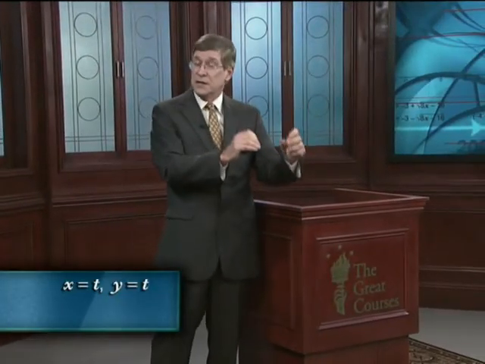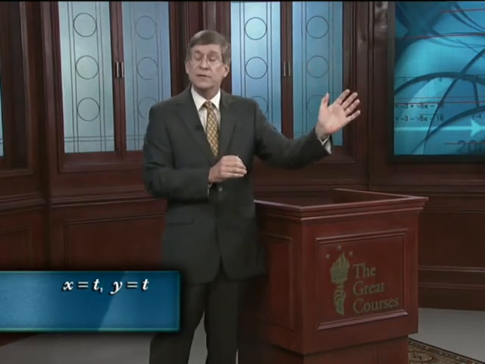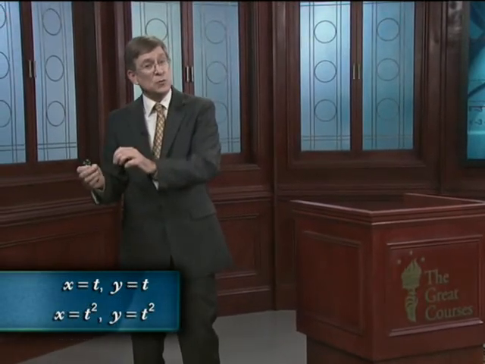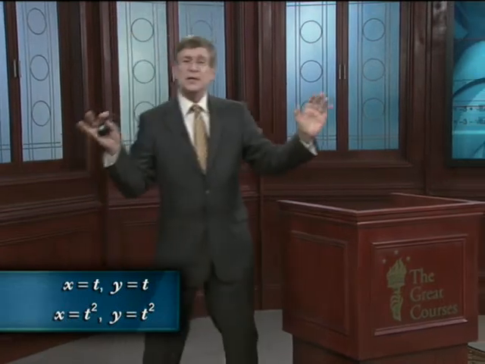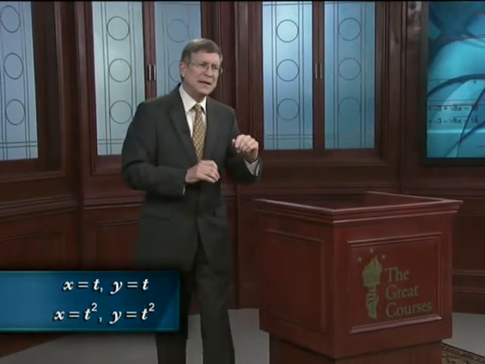The first set is x equals t and y equals t. So that describes a certain curve. And the other set is x equals t squared and y equals t squared. And that also describes a certain curve. Do these describe the same curve? Well, what do you think?